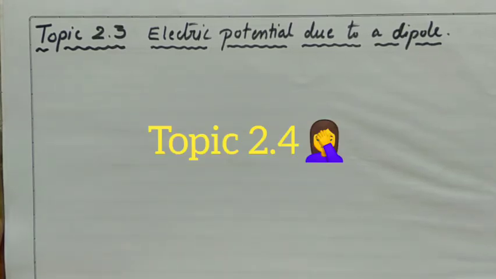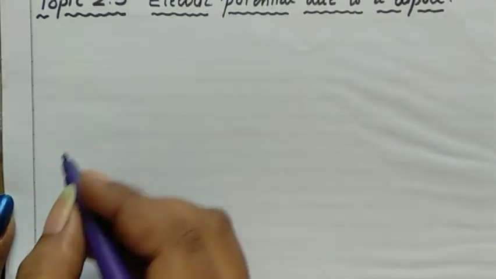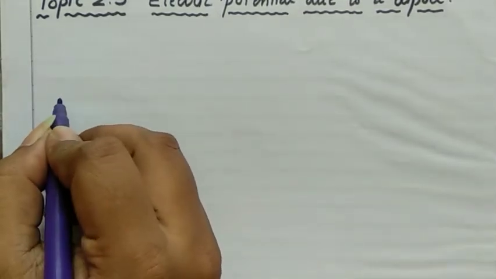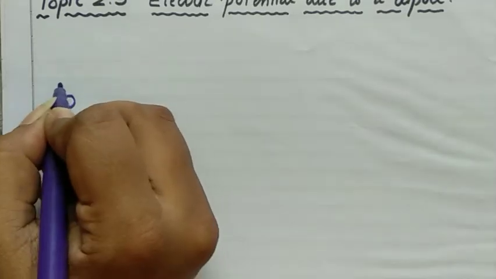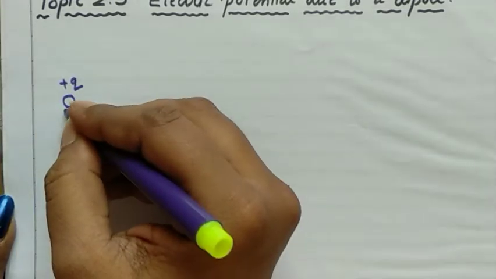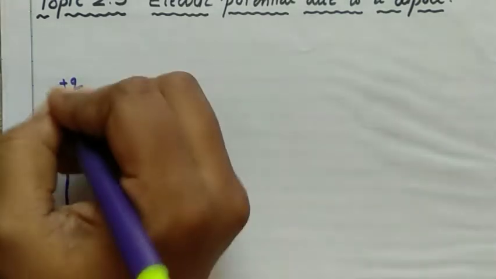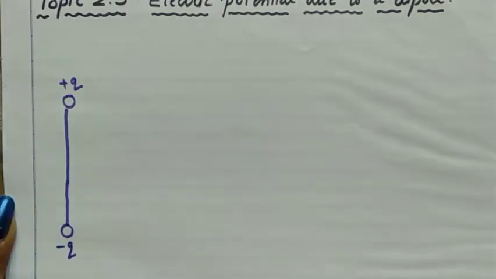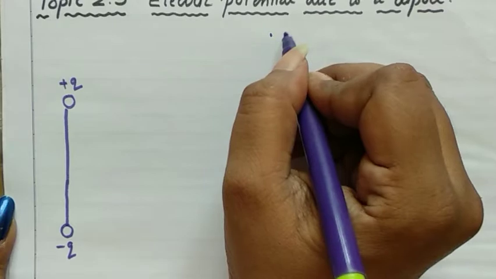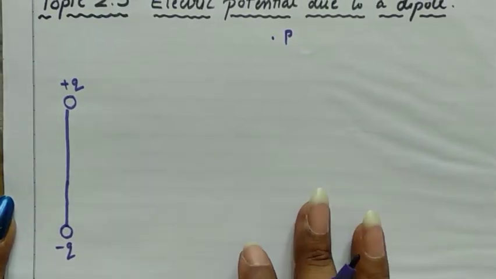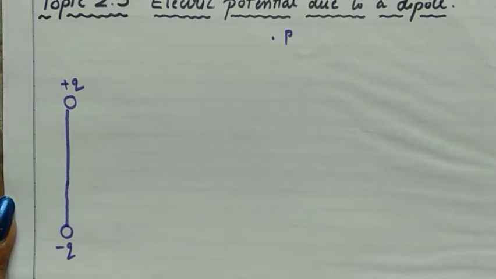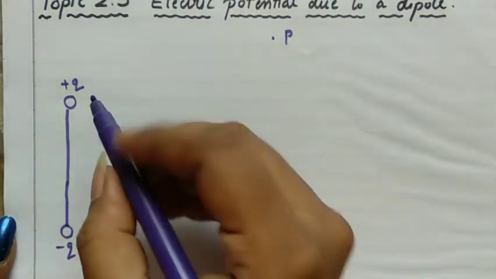We are going to study topic 2.3, electric potential due to an electric dipole. Suppose we have an electric dipole like this, with a positive charge and a negative charge, and a point P over here, and we need to calculate the electric potential at point P due to this dipole. For that, we'll construct the figure first.